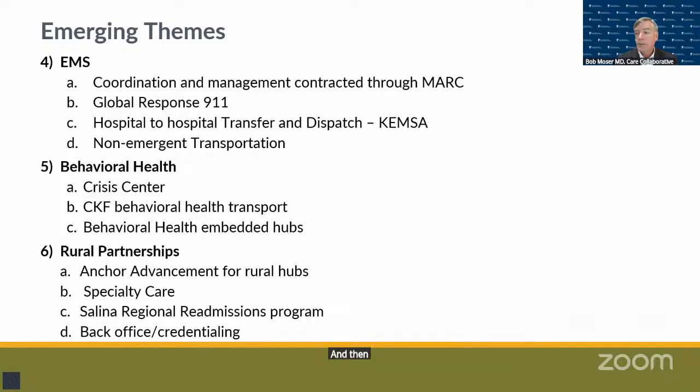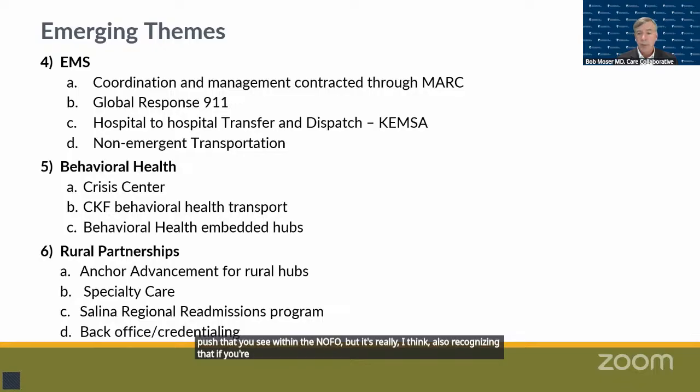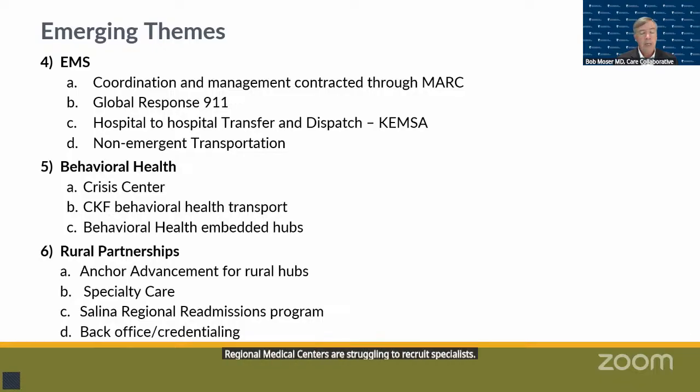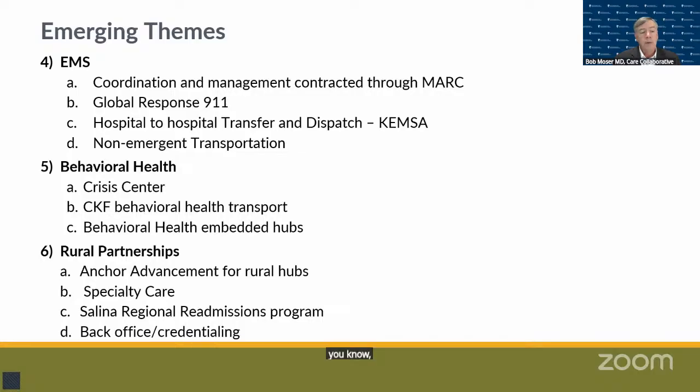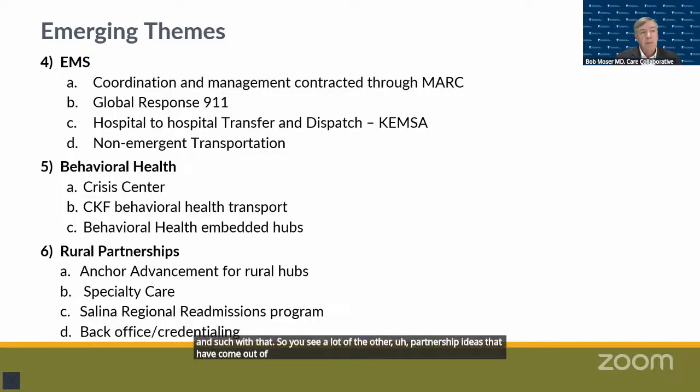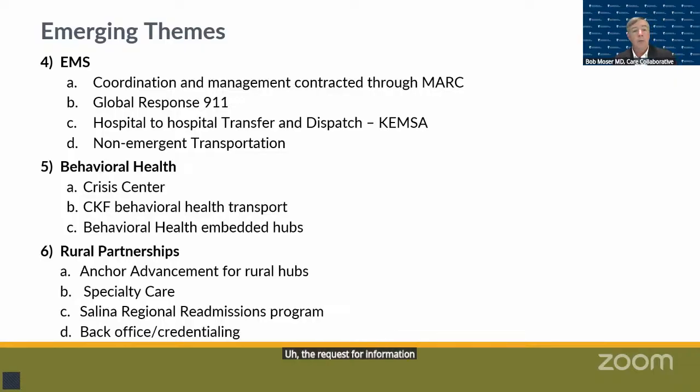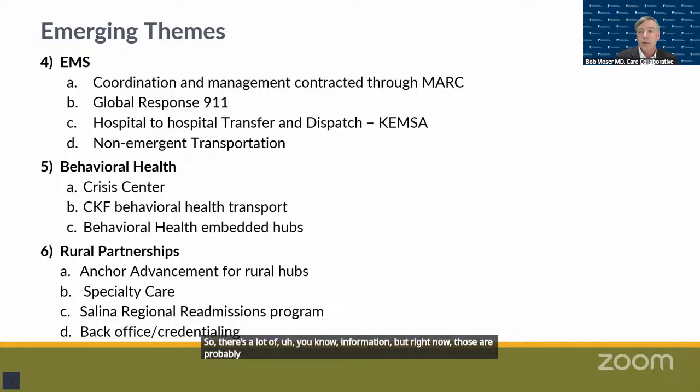And then rural partnerships. This theme is kind of the transformation push that you see within the NOFO, but it's really, I think, also recognizing that if your regional medical centers are struggling to recruit specialists or adequate capacity or adequate nursing workforce to support the number of beds, that trickles down and impacts our quality of care and care of our rural patients as well. So it's really critical to have good regional health systems and important to have coordination, communication, and such with that. So you see a lot of the other partnership ideas that have come out of the request for information that we've been going through. So there's a lot of information, but right now those are probably the major themes that we've really seen.